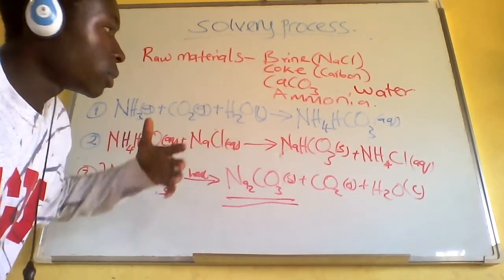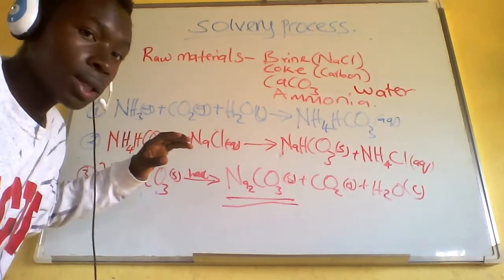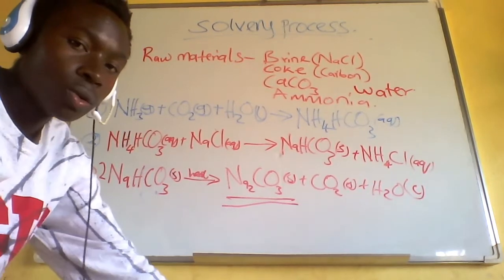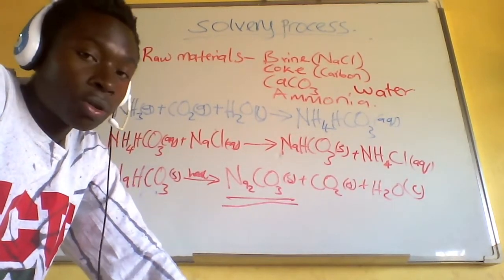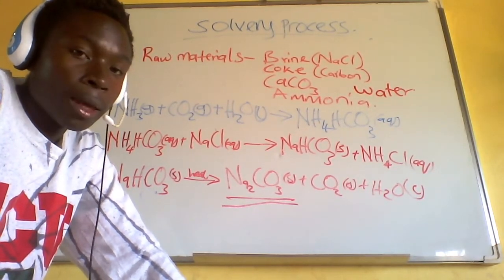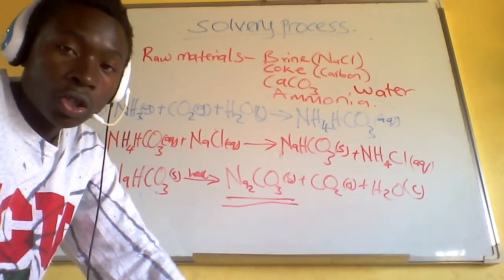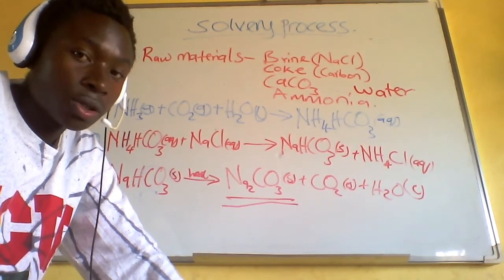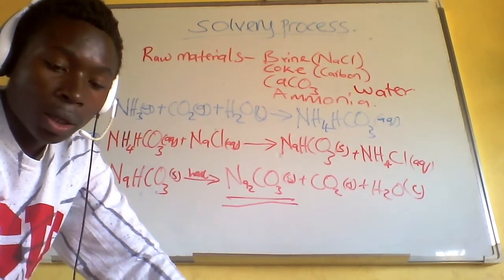This second stage in this equation produces a lot of heat, and it's in the carbonating tower where it takes place. So there's a need to cool the carbonating tower so as to reduce the amount of heat produced in it. So that's the work of water, to cool the tower so as to reduce the amount of heat produced in it.